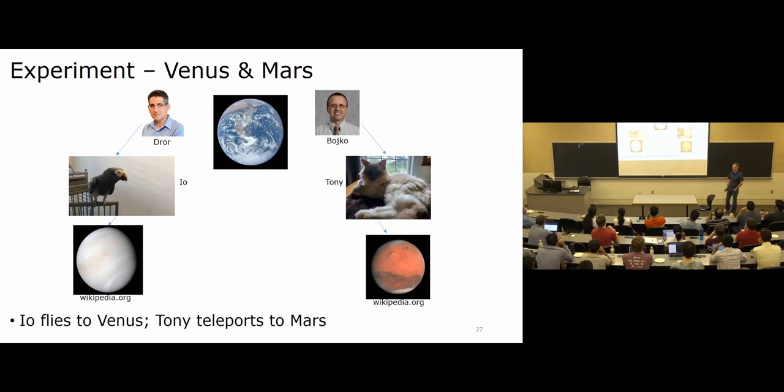Io flies to Venus. Tony doesn't know how to fly. He's a cat, right? He teleports. Again, he knows quantum, so he can teleport to Mars. And Bashko and I stay on Earth.